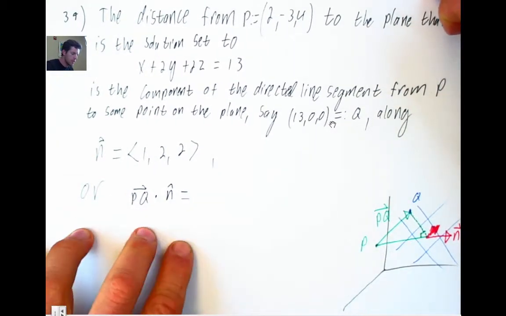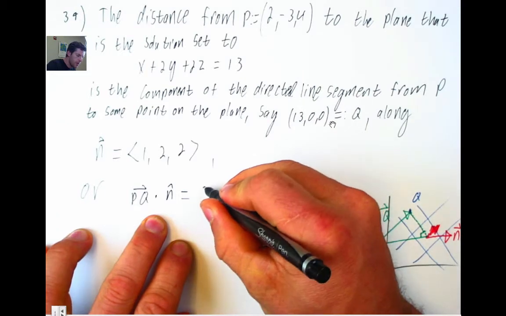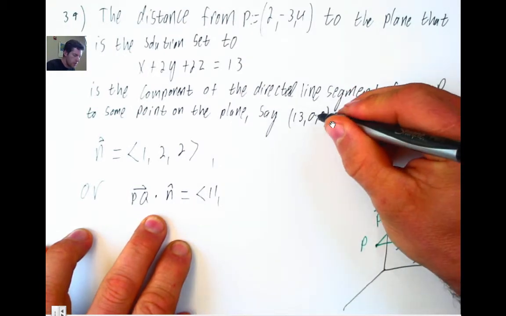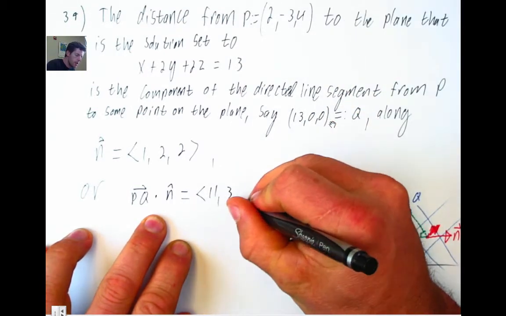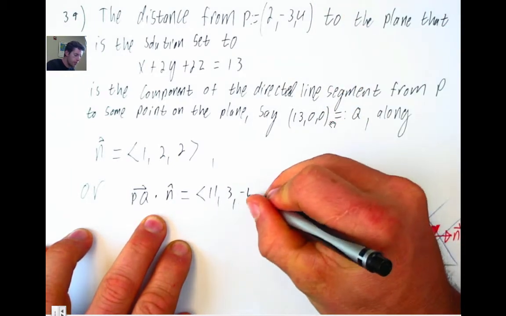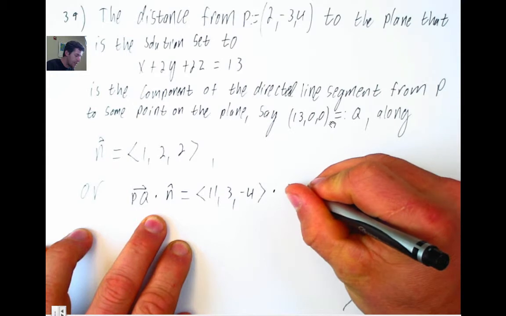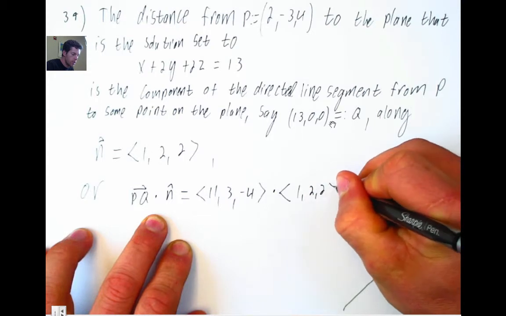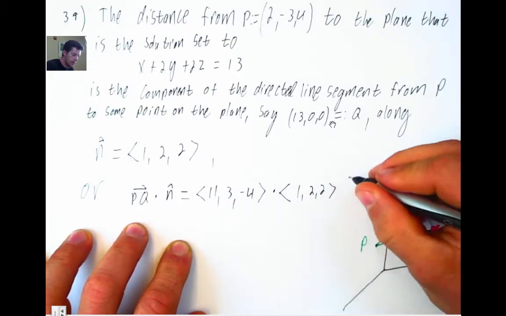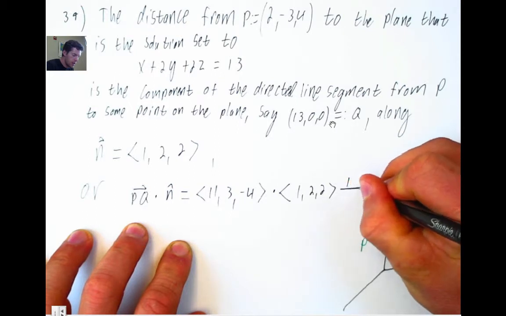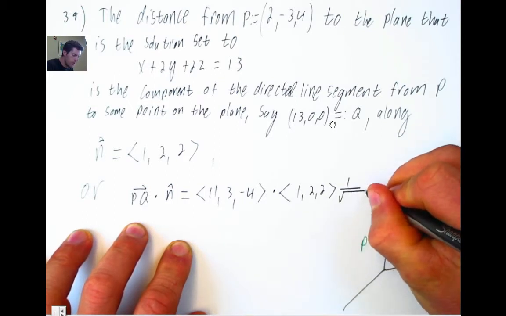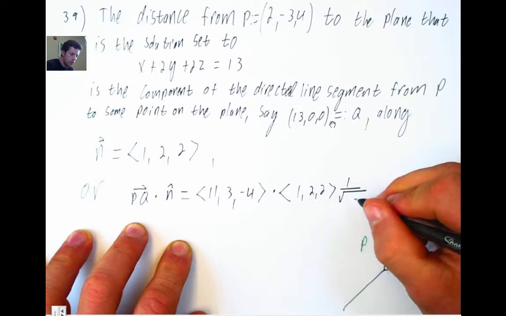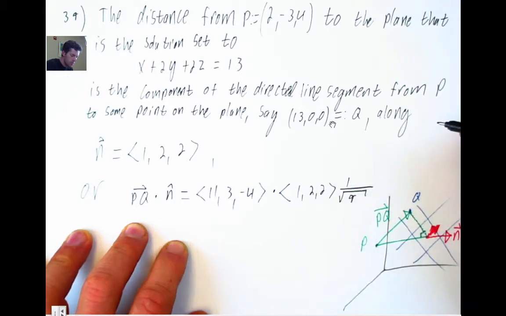so P to Q, and then I take the components of Q and subtract the components of P, so 13 minus 2 is 11, 0 minus negative 3 is 3, and 0 minus 4 is negative 4, and I need to dot that with n hat. n hat is n divided by the length of n, so 1, 2, 2 divided by the square root of 1 squared plus 2 squared plus 2 squared. 2 squared is 4, another 2 squared would give me 8, and then 1 squared, so that's 9. Oh, sweet. So square root of 9, that's just going to be 3.